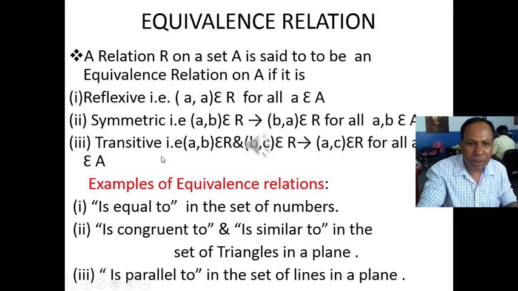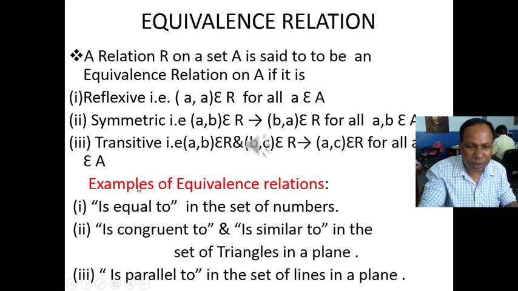Now the question comes, under what condition will a relation be considered an equivalence relation? As the definition says, a relation R on a set A is called an equivalence relation on A if it is reflexive, symmetric, and transitive. So any relation satisfying these three properties, reflexive property, symmetric property, and transitive property, is called an equivalence relation.